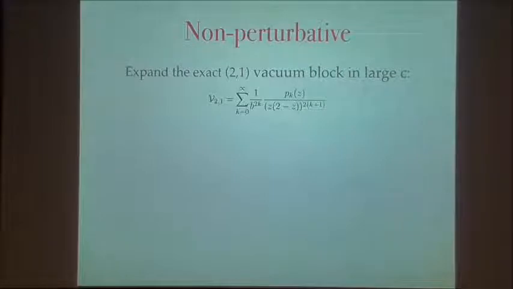Of course, we can study this further by expanding the exact 2-1 vacuum block in the large C expansion. And this expansion takes this very simple form. Remember, B squared is just C. Now you can see something interesting.